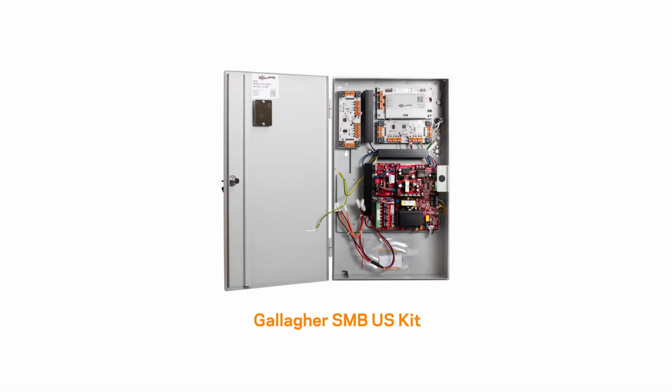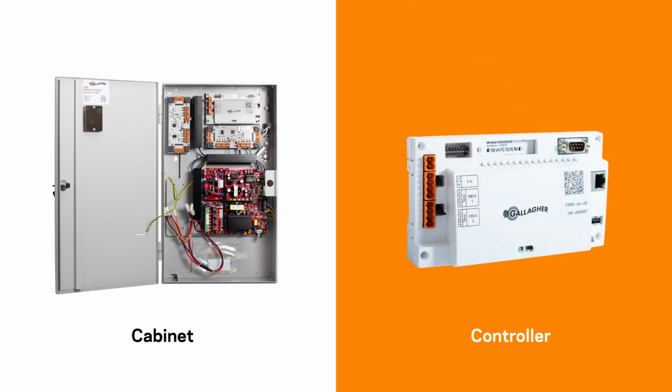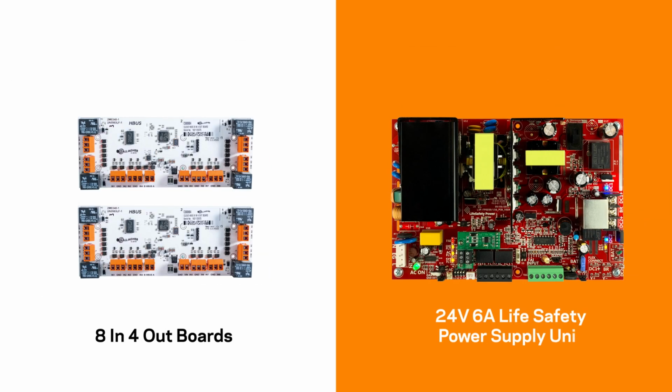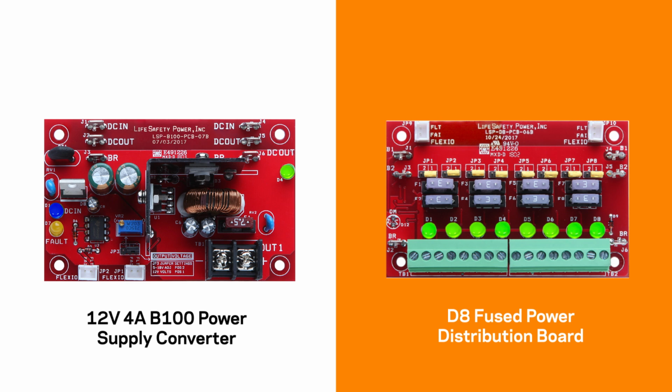The Gallagher hardware comes pre-assembled in a kit. The kit contains one cabinet, one controller, two 8-in 4-out boards, one 24-volt, 6-amp life safety power supply unit, one 12-volt, 4-amp B100 power supply converter, and one D8 fused power distribution board.